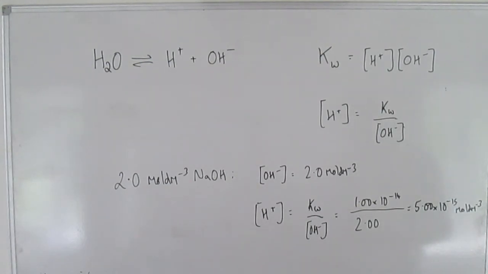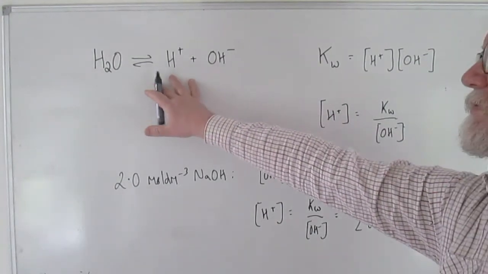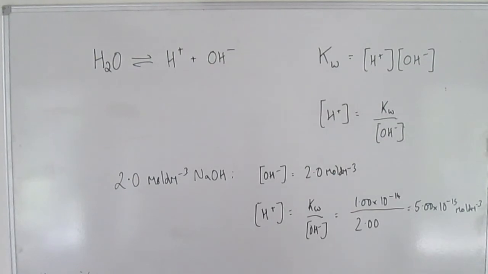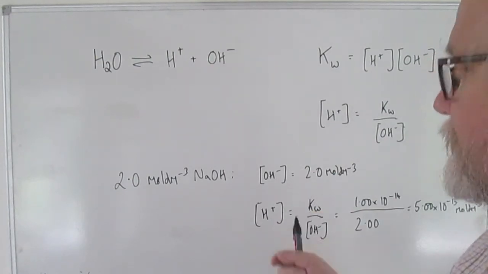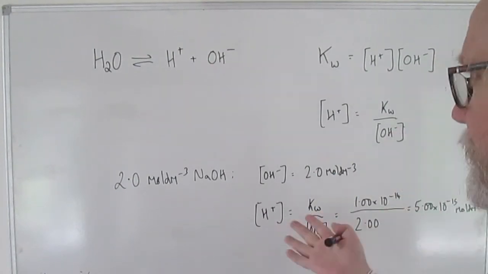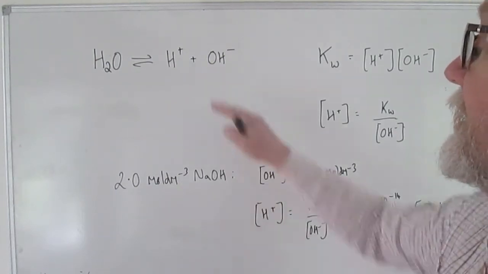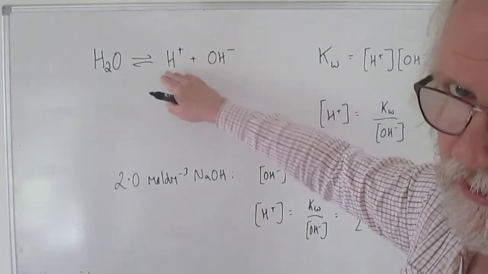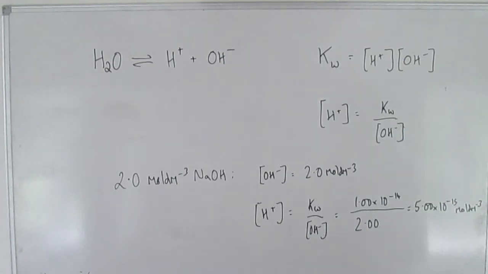So what that's telling us is that the concentration of H+ is tiny, 5 times 10 to the minus 15, so incredibly low concentration, but it's not 0, because this is a reversible reaction. Even in a quite concentrated solution of alkali, you still have a tiny but non-zero amount of H+. And that's what the equilibrium constant gives you.